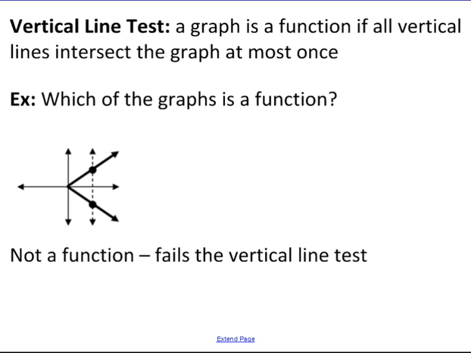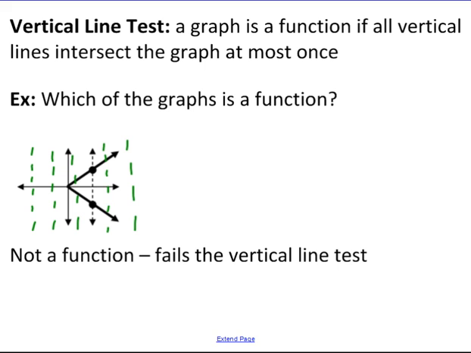There's another way to tell whether or not a relation is a function, and that's called the vertical line test. If you have a graph, instead of checking the x values, it's easier to do the vertical line test. The vertical line test says we can draw a vertical line, that's up and down, anywhere on the graph and only touch the graph not at all or once.